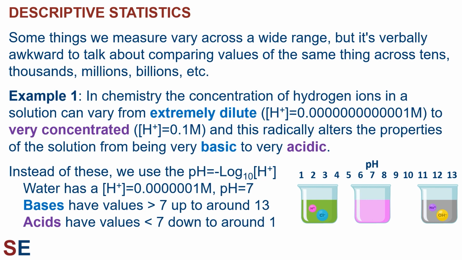Acids have higher hydrogen ion concentrations than water, which end up producing lower pH values than the 7 for water, down to around 1, which is a solution with so many free hydrogen ions that it's very acidic. The math is a bit weird because almost nobody likes negative numbers or logarithms, but once used for a while, the pH values become a great descriptive statistic.